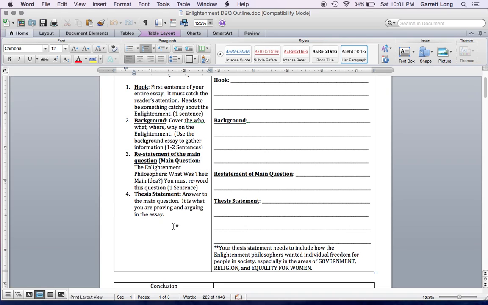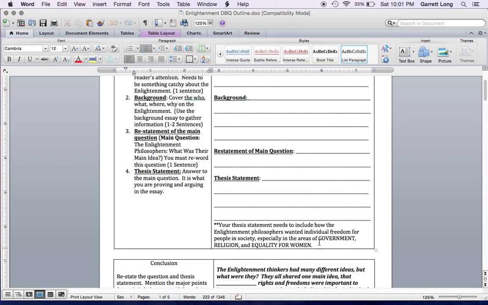And then finally, our thesis statement. Our thesis statement is what we are trying to prove or argue in this essay. It also answers the main question. Okay? So down here, I want you to read this. I'm going to highlight it. Your thesis statement needs to include how the Enlightenment philosophers wanted individual freedom for people in society, especially in the areas of government, religion, and equality for women.